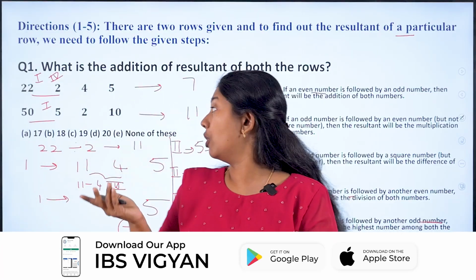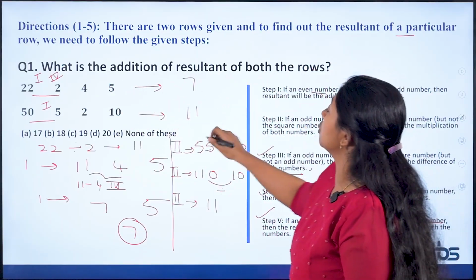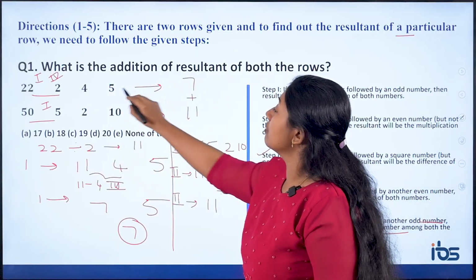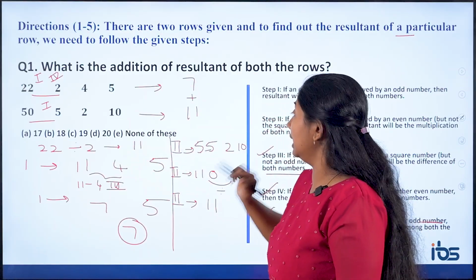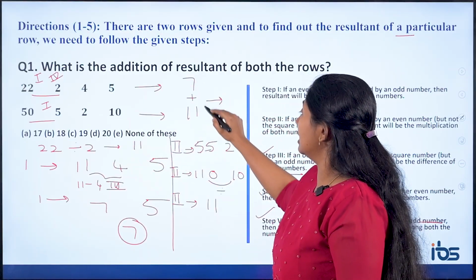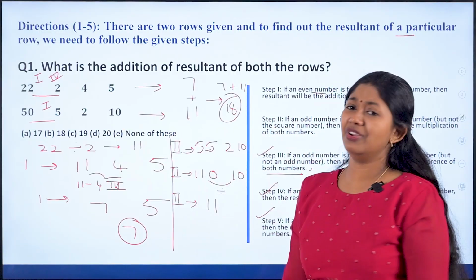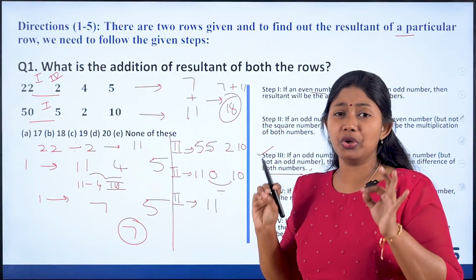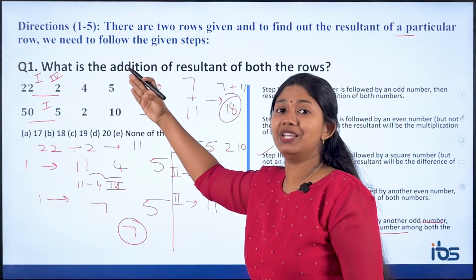It's very easy. Now what have they asked? The addition of the resultants of both the rows. From row 1 we got 7 as the answer, from row 2 we got 11 as the answer. So the resultant is 7 plus 11, that is 18. That's it. Very easy. The only thing you have to do is see which condition is being satisfied.